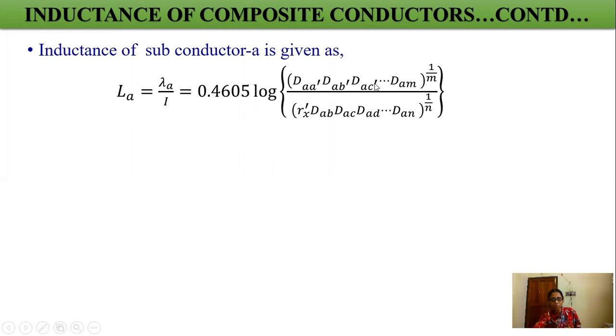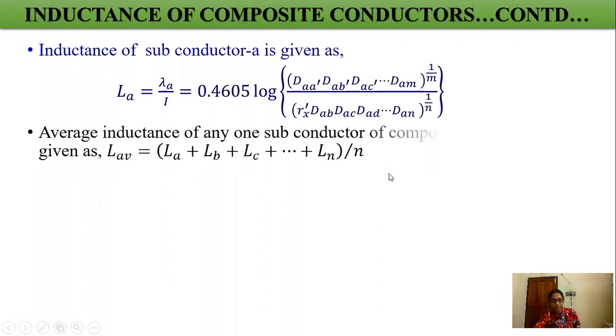In the numerator, there will be the product of all the mutual distances to the power 1 by N. And in the denominator, there will be the product of all the self distances, or the distances between strand A and the other subconductors or strands of the self composite conductor, and the fictitious radius of the strand A, to the power 1 by N.